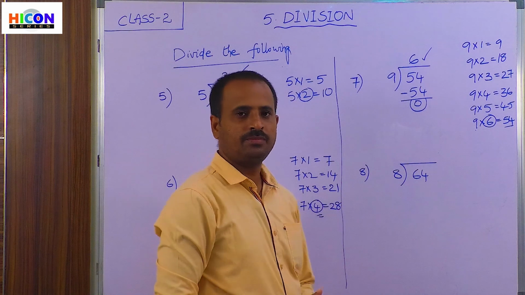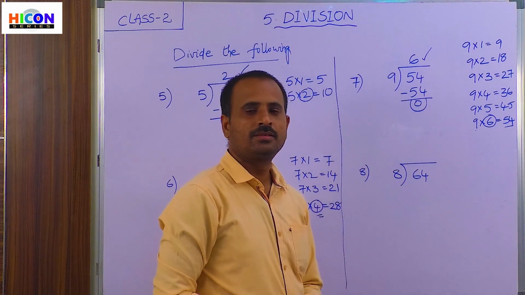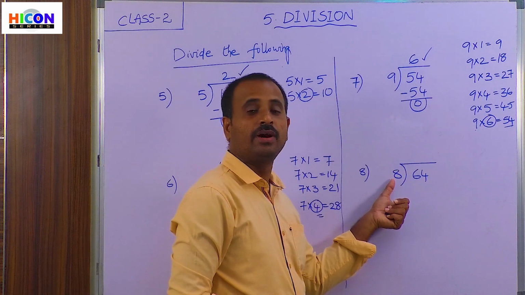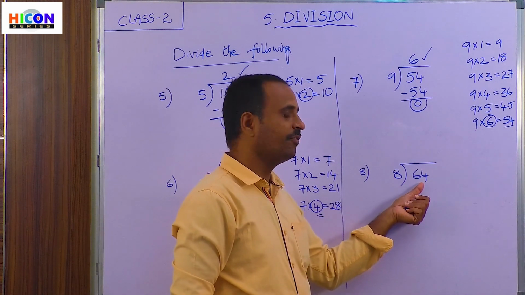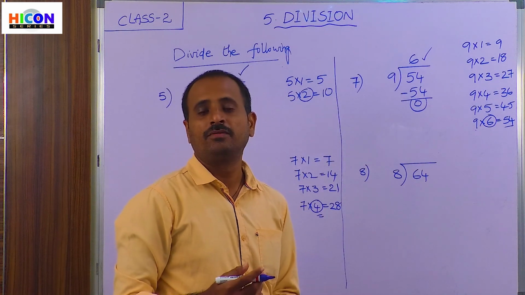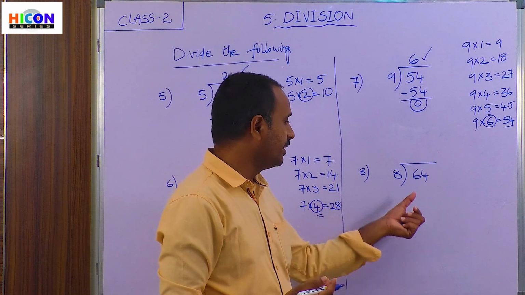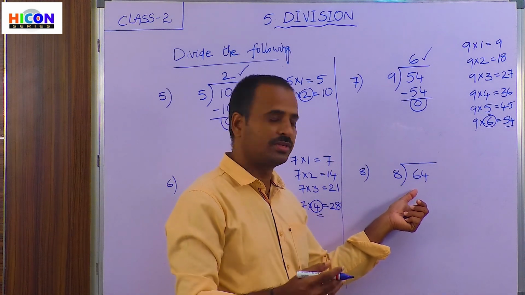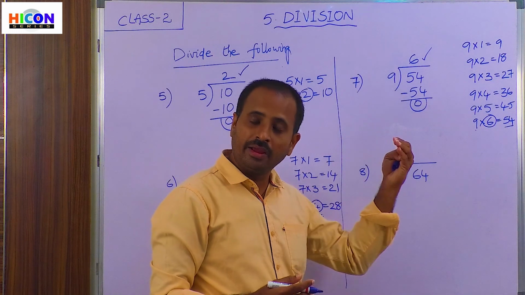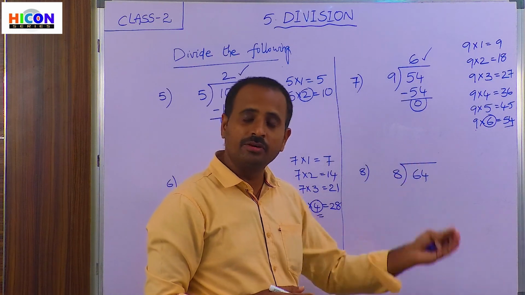See the next problem. See the next division. So here what is the divisor? 8 is the divisor. What is the dividend? 64 is the dividend. So again same process. First you have to find when the number 64 comes in the 8th table. So let us recall the 8th table.